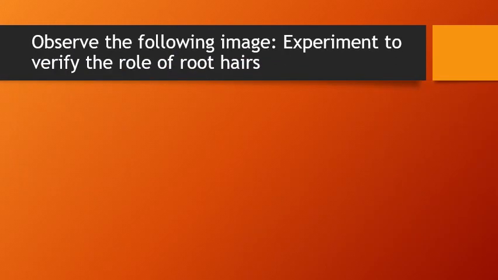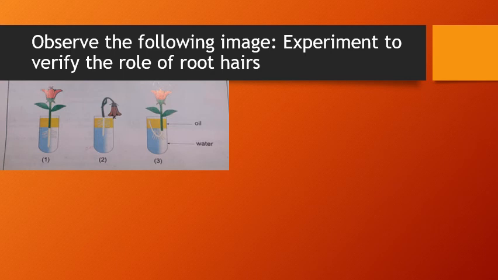Now we are going to do a small experiment. This experiment is to verify the role of the root hairs. So I want you to observe the following image. In this image we have three tubes, tube 1, tube 2, and tube 3. In tube 1 we have a flower placed in water and oil. And the roots of the flower and the root hairs are placed in water or in oil? Excellent. They are placed in water.